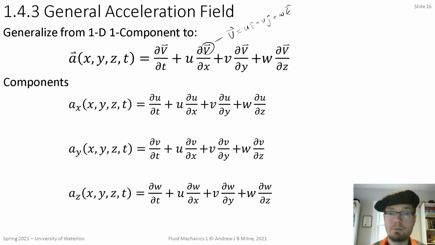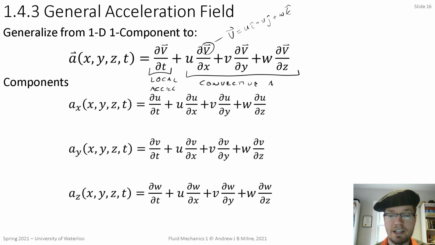And we give some terms to the 2 parts of this equation, the 2 types of mathematical terms that we have. So we call this the local acceleration because it's the acceleration that is happening locally at a fixed position. How is the velocity changing with respect to time? Whereas these 3 are called convective acceleration because they are the acceleration that comes from a change in position.